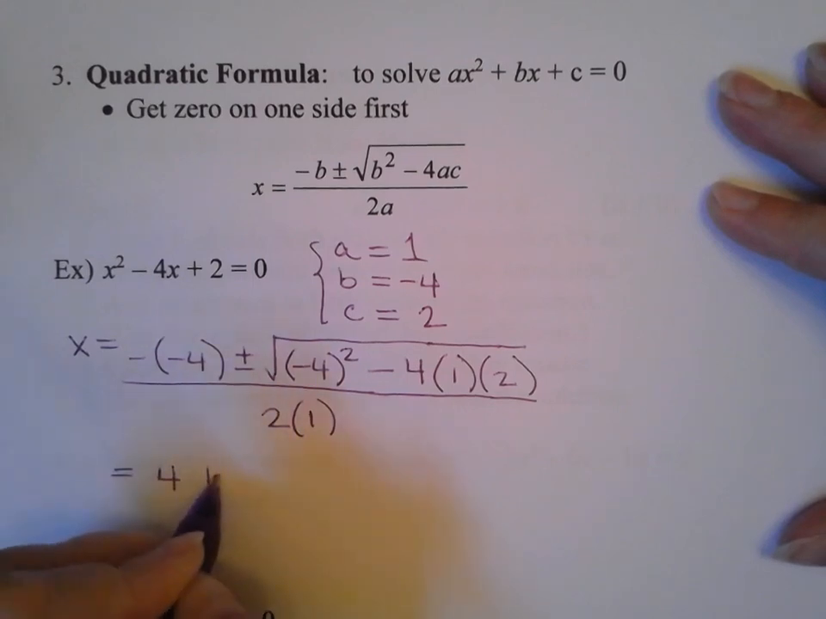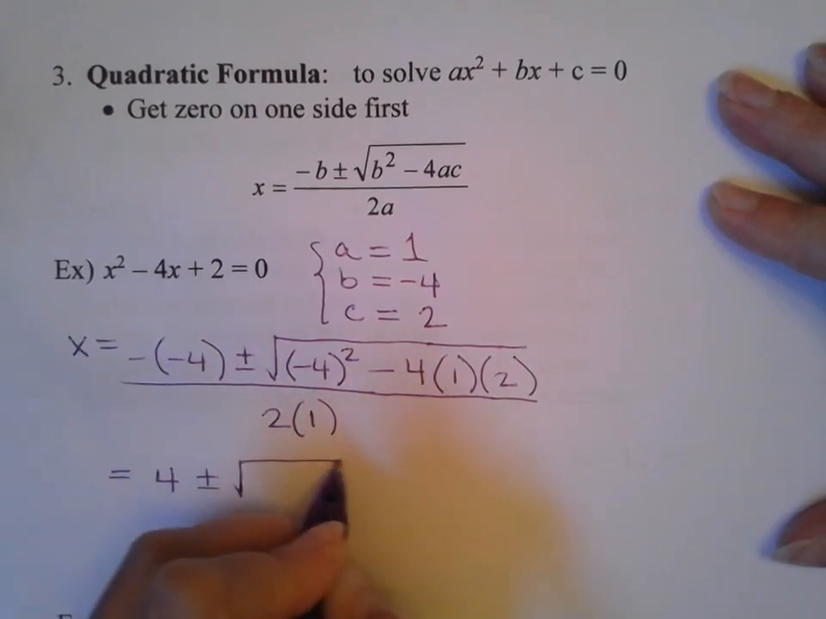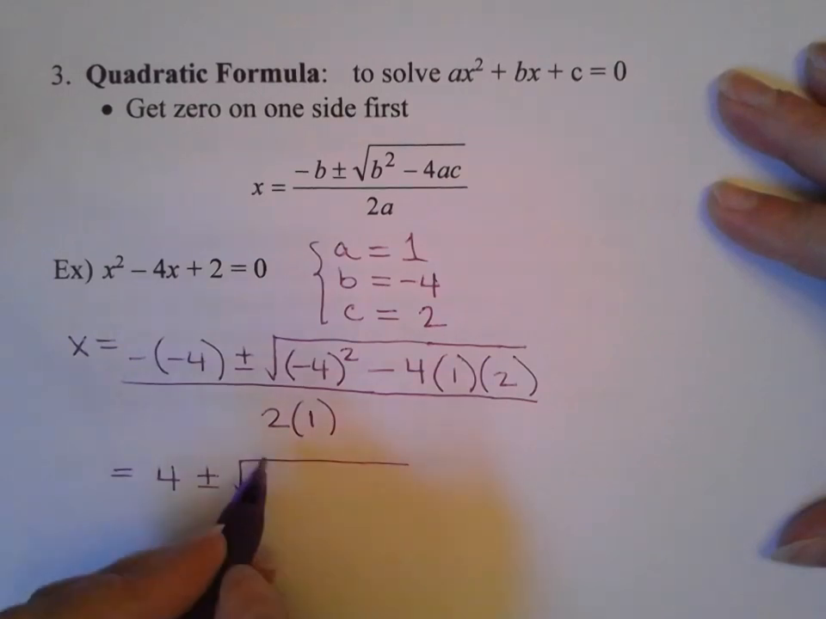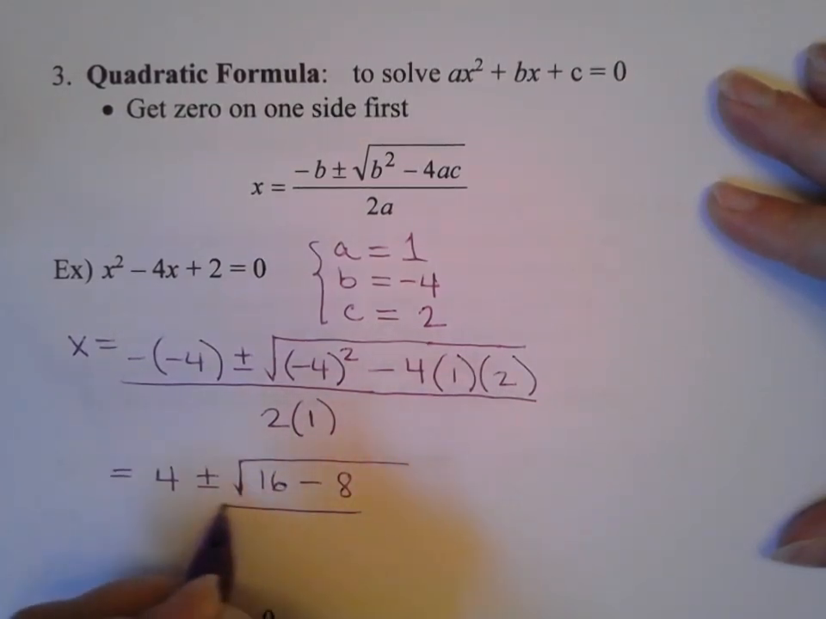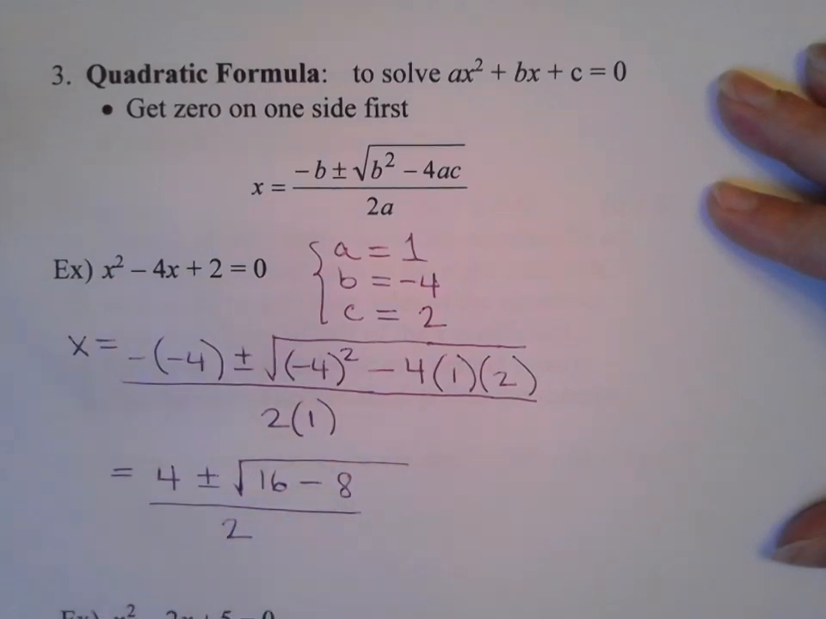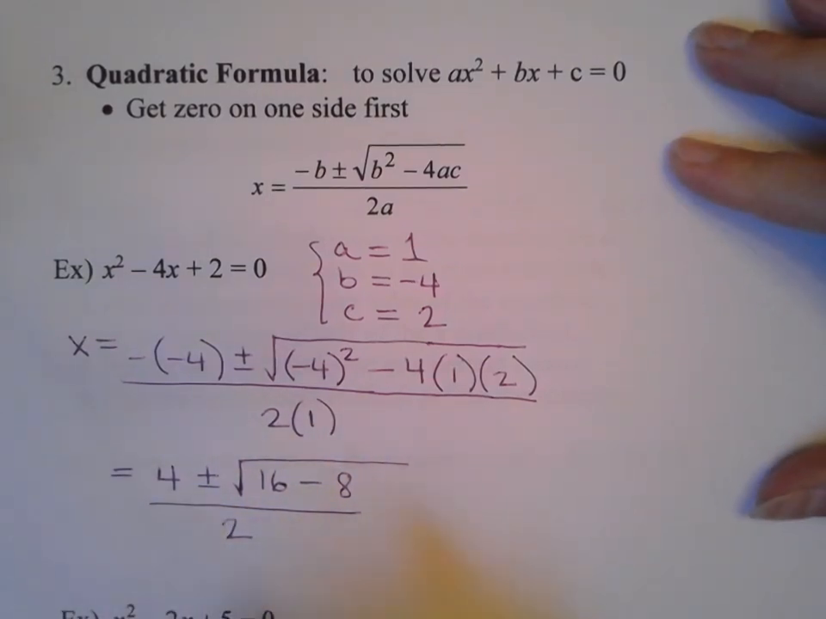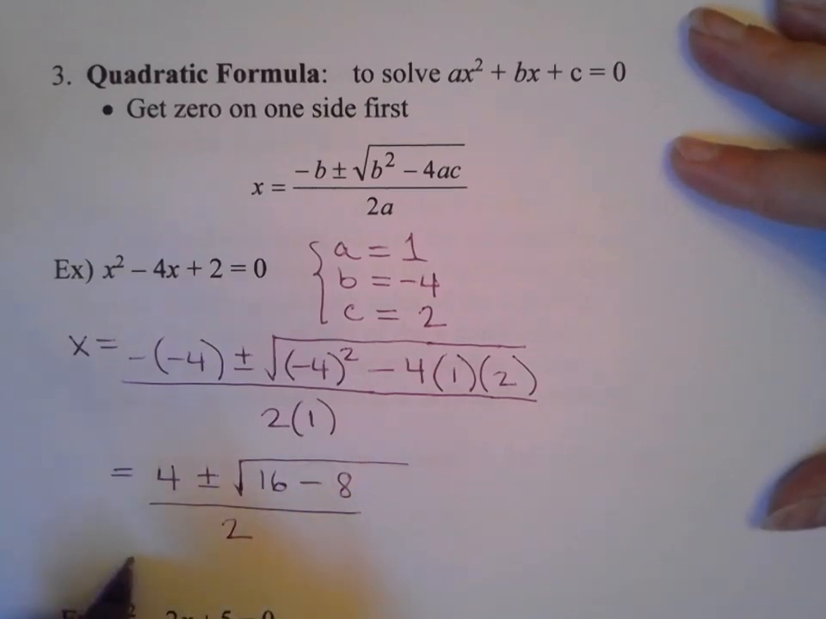Okay, so this becomes a positive 4 plus or minus, this is positive 16 minus 8 all over 2. Okay, and we want to handle the square root first. So this will be 4 plus or minus the square root of 8 over 2.